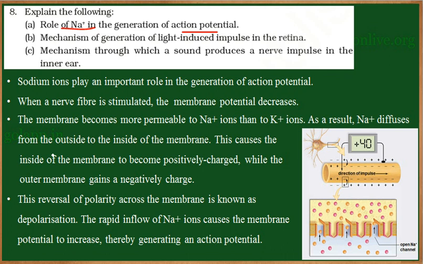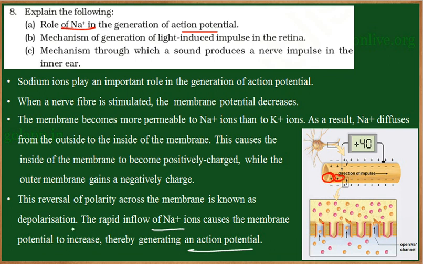But when an electrical impulse is generated, an action potential is generated, the membrane becomes permeable to the sodium ions and the sodium ion channel opens, resulting in more of the sodium ions entering inside. As more sodium ions enter inside, the inside of the cell becomes positively charged, generating an action potential. So to produce this action potential, sodium ions are required.